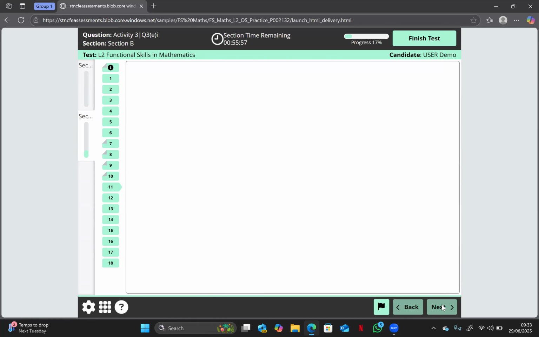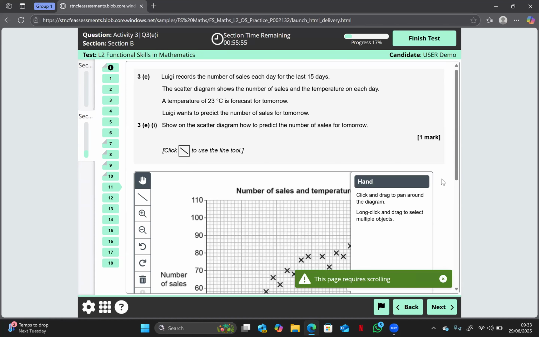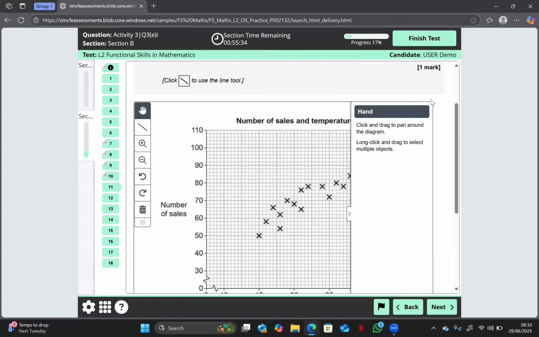The next question is: Luigi records the number of sales each day for the last 15 days. The scatter diagram shows the number of sales and the temperature on each day. A temperature of 23 degrees Celsius is forecast for tomorrow. Luigi wants to predict the number of sales for tomorrow. Show on the scatter graph how to predict the number of sales for tomorrow.